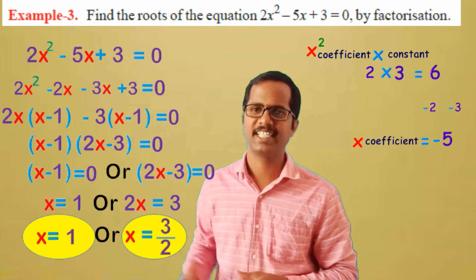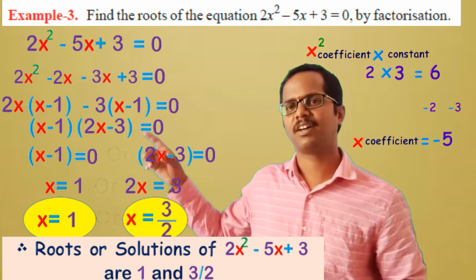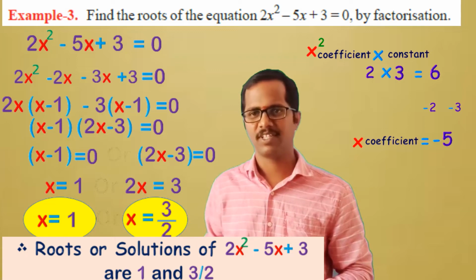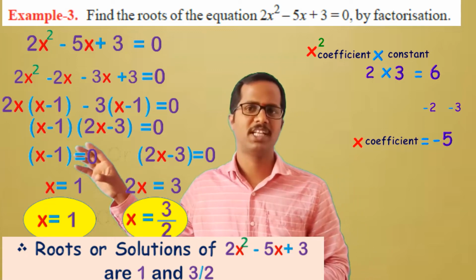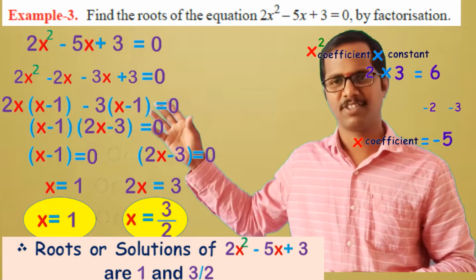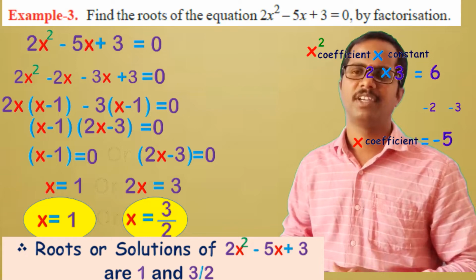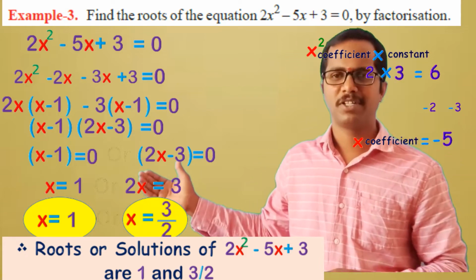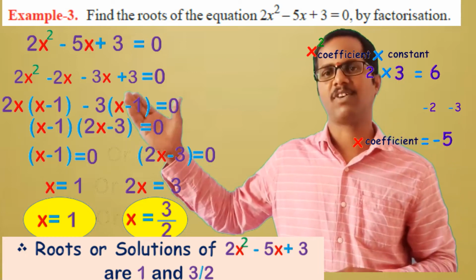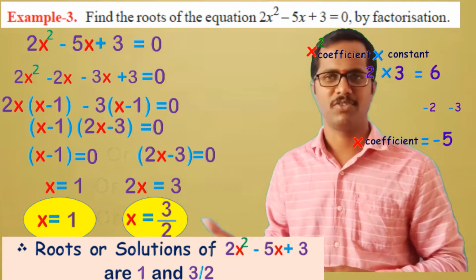So 1 and 3 by 2 are the solutions, the roots of the given quadratic equation. That means if we substitute 1 in the place of x in the given quadratic equation, it makes both LHS and RHS parts equal. So here RHS is equal to 0, so the LHS part also becomes 0. Similarly, if we substitute 3 by 2 in the place of x, it also makes the LHS part of this quadratic equation equal to the RHS part, that is 0.